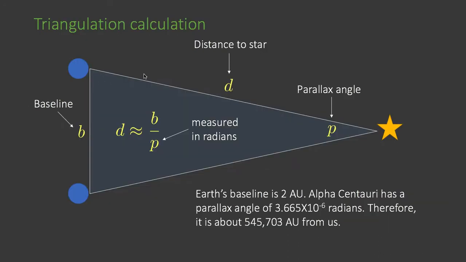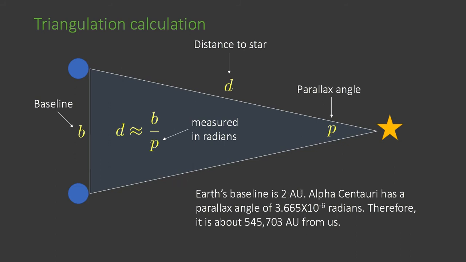Okay, so what does the calculation look like? We have two points and a baseline. Let's call the baseline B. The distance to the star is D. And the parallax angle is the skinny angle in between the two. As long as this angle is measured in radians, the distance to the star is essentially that baseline divided by the parallax angle. So, a pretty simple calculation.